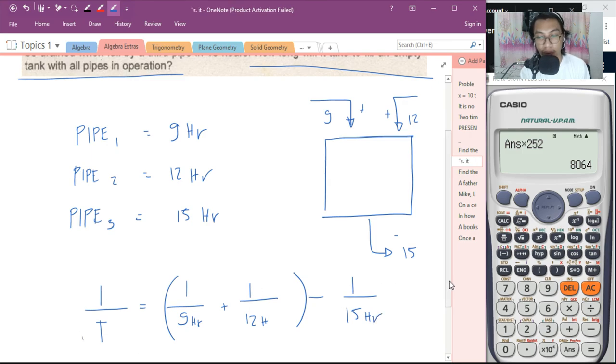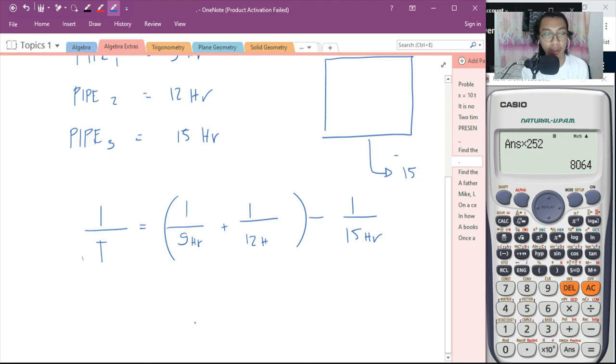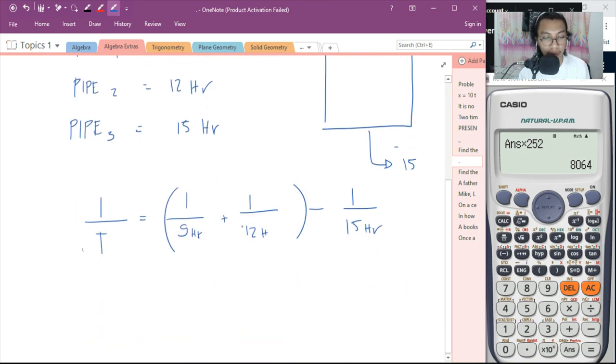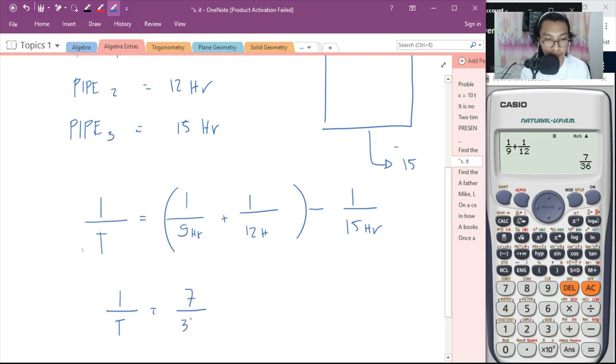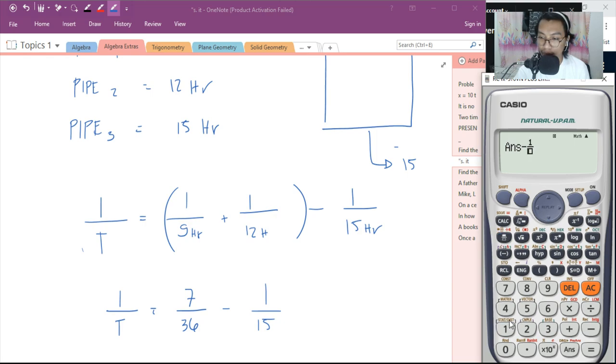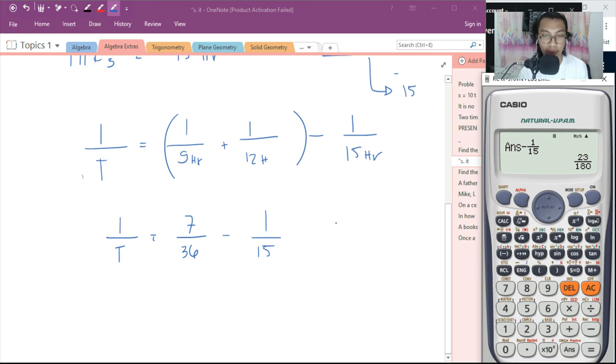So, pwede nating makuha yung number of hours when they are operating all in their conditions, gaano nila kabilis ma-fill daw yung tank. Ayun, no? From empty, okay, to the brim. So, 1 over T equal to, sama-samain natin yan, 1 over 9 plus 1 over 12, 7 over 36. Minus 1 over 15. Yan. 23 over 180.